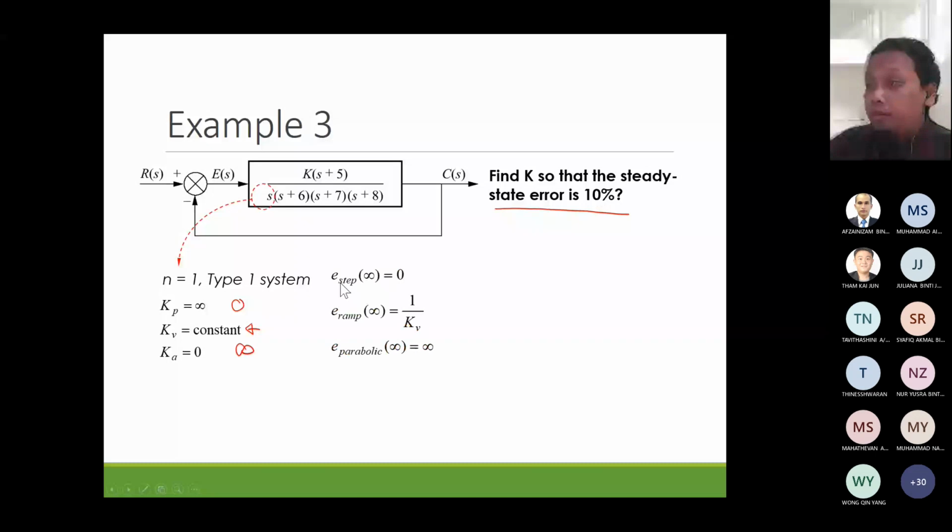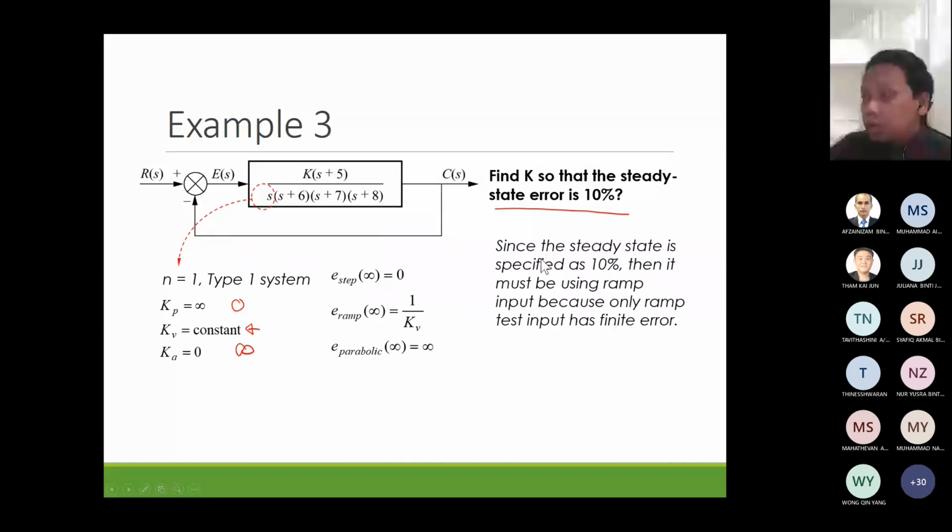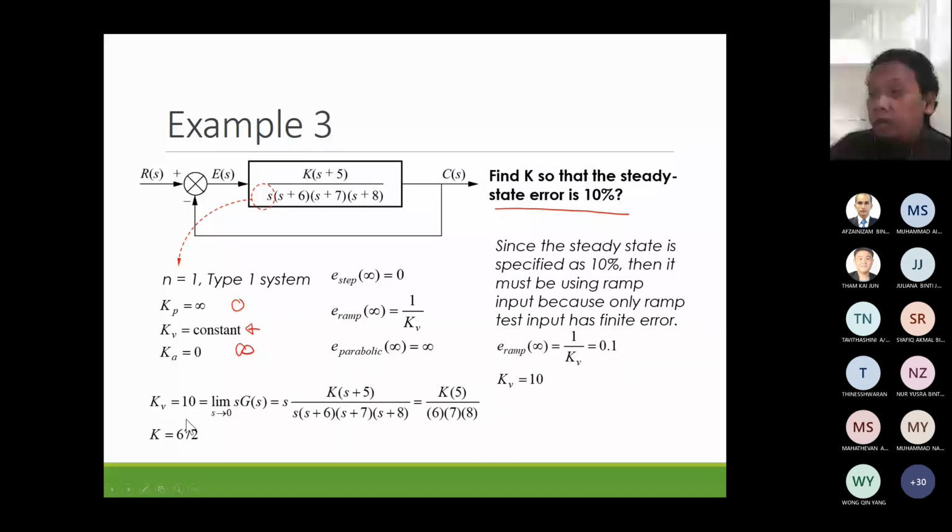So for step input, the steady state error is 0. For ramp input, the steady state error is 1 over kV. For parabolic input, the steady state error is infinity. So only ramp input will produce some error. Since the steady state error is specified as 10%, it must be using ramp input. So we can determine kV. The steady state error is 10%, 0.1. So 0.1 equals 1 over kV, so kV equals 10.